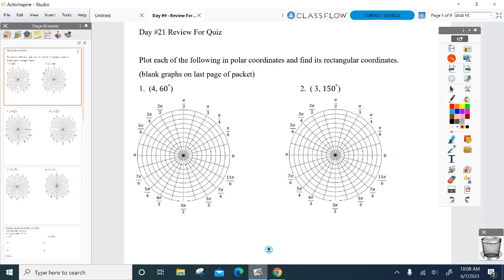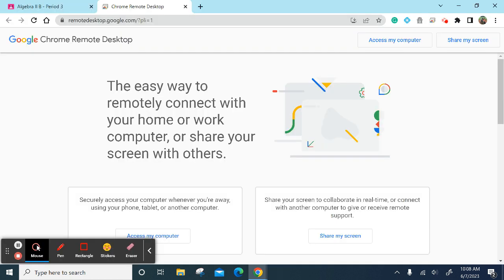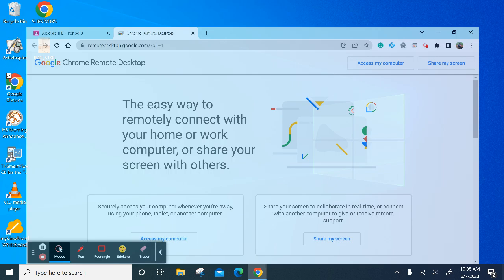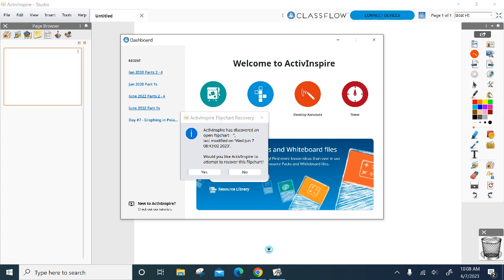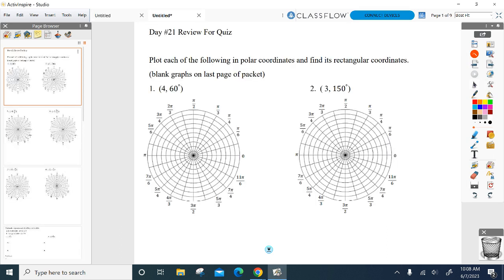Just remember, if the R value is negative, I've got to go in the opposite direction. If the angle is negative, I've got to go in the clockwise direction, right? So watch out if something's negative, whether it be the angle or the R value.